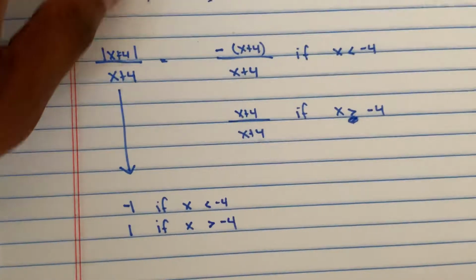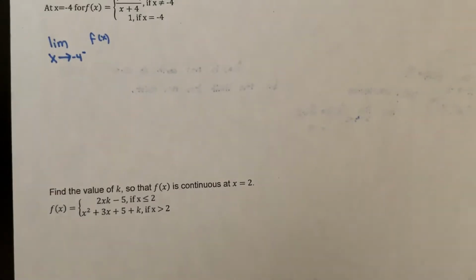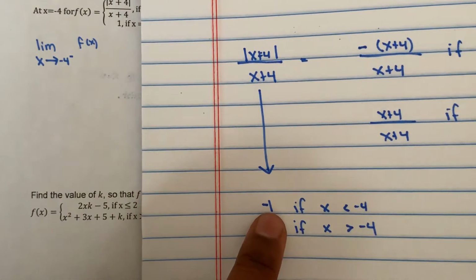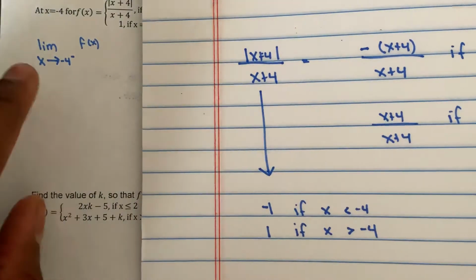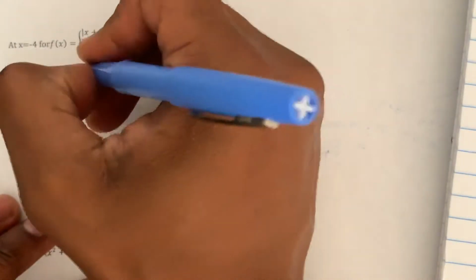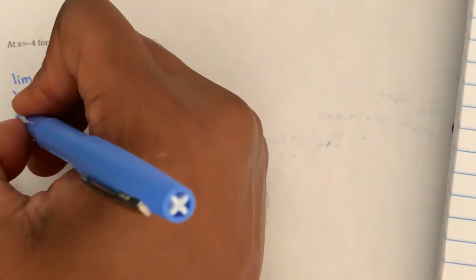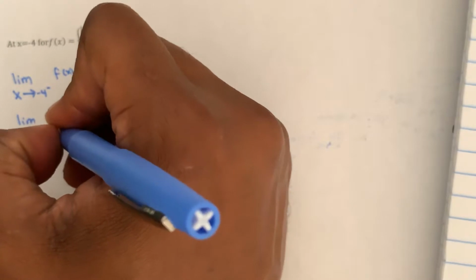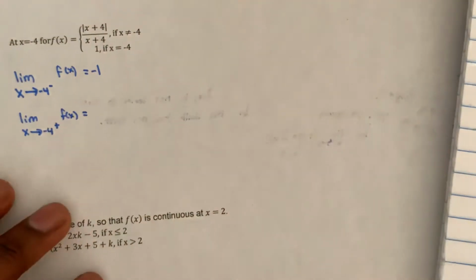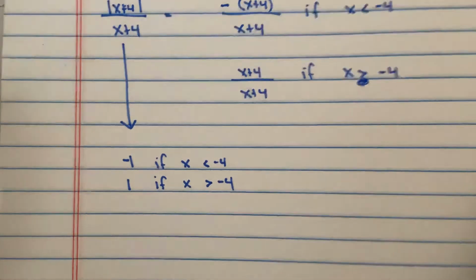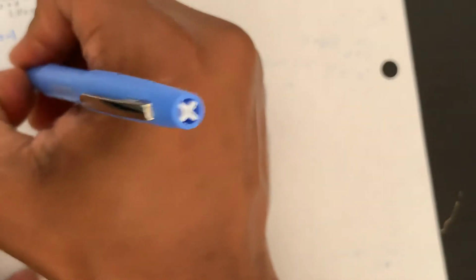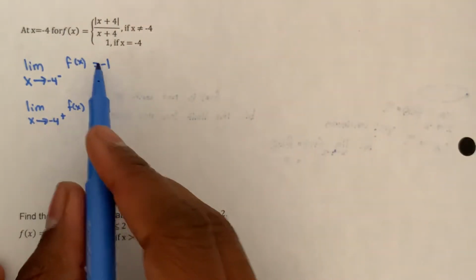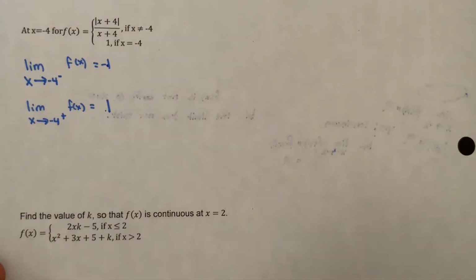So let's go all the way back then. The limit as we approach -4 from the left is going to be -1, since x is some value less than -4. And the limit as x approaches -4 from the right is +1. So in this case, the function is not continuous at x equals -4 because the left limit and the right limit aren't equal, which means the limit doesn't exist.